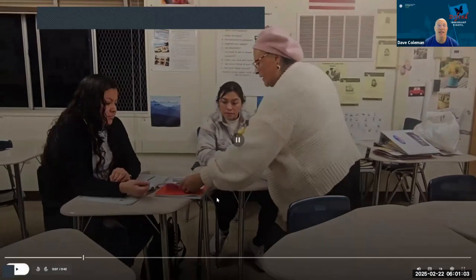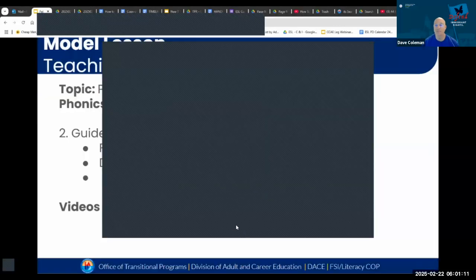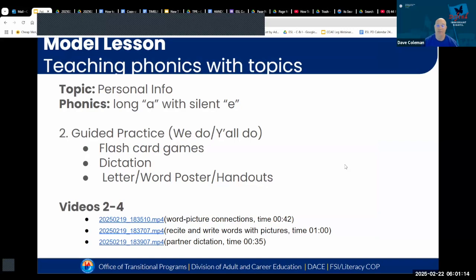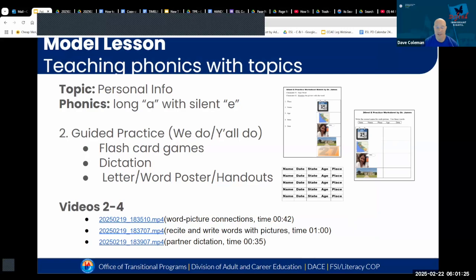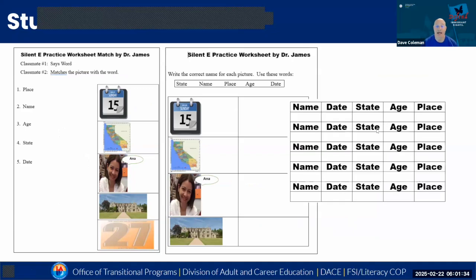Silent E. Oh, you know what I wanted to do, you guys? I wanted to share with you what she's actually showing the students, because you need to know that. What is she sharing with the students? Okay, so the first one is going to be word picture connections. The second is going to be reciting and writing words with pictures. And the other one is partner dictation. And so she's using these handouts. Let me go ahead and show you the next screen even larger. These are the handouts, very simple. You could even get these from your textbook, the pictures. Okay. All right, so that's what the students are looking at.